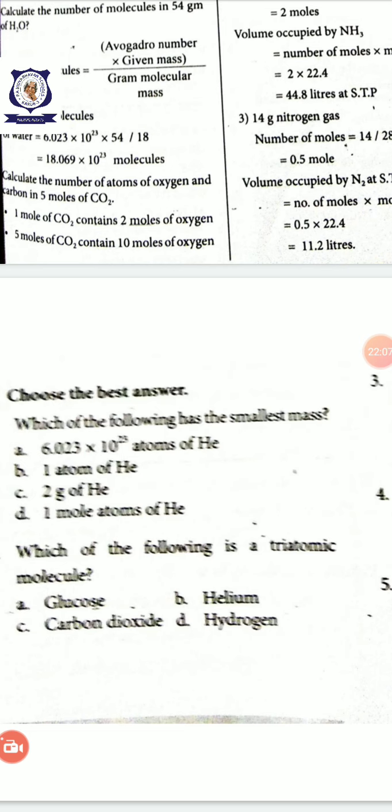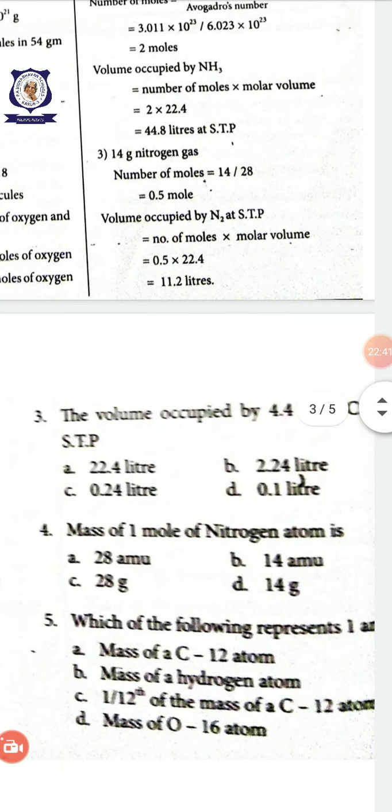Which of the following is a triatomic molecule? Triatomic means there should be 3 atoms. Glucose, molecular formula C6H12O6. Helium, He, is single, so mono. Glucose is poly. Then hydrogen again is diatomic. Carbon dioxide, CO2: 1 carbon, 2 oxygen, totally 3 atoms are present in carbon dioxide. So carbon dioxide is the correct answer.